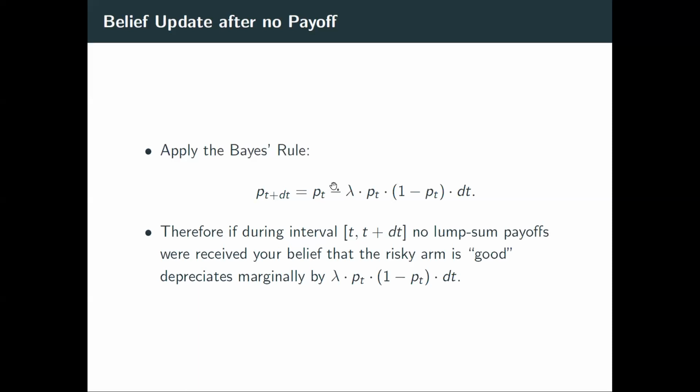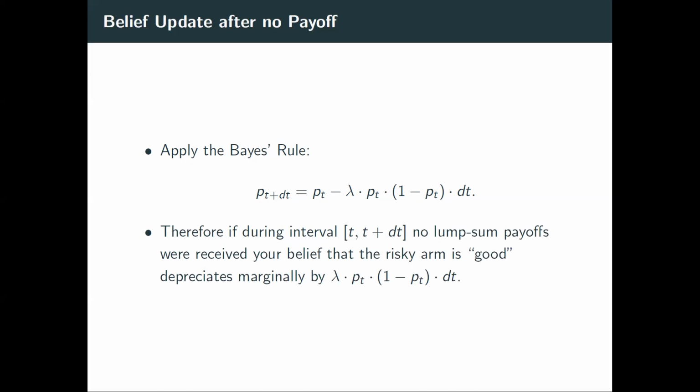That is, the change in your belief in time period dt will be equal to minus lambda times pt times 1 minus pt times dt. And that's a very, very standard term for the evolution of beliefs in all these models. So you have a constant which represents the intensity, right?